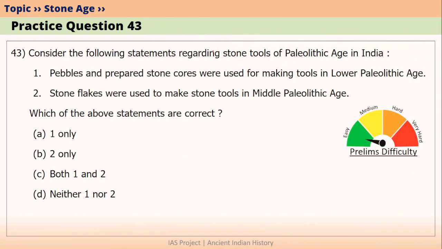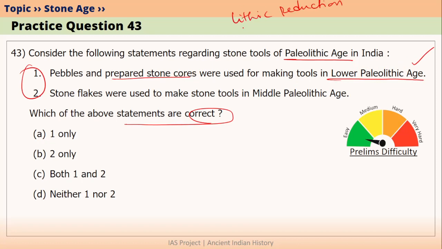The next question is, consider the following statements regarding stone tools of Paleolithic age in India. Two statements have been given here. The question is, which of the above statements are correct? The first statement is, pebbles and prepared stone cores were used for making tools in Lower Paleolithic age. This is absolutely right. This is how the tools in Lower Paleolithic were made. They were made by a process called lithic reduction, and by the process of lithic reduction, they used pebbles and prepared stone cores to make hand axes, cleavers and choppers.